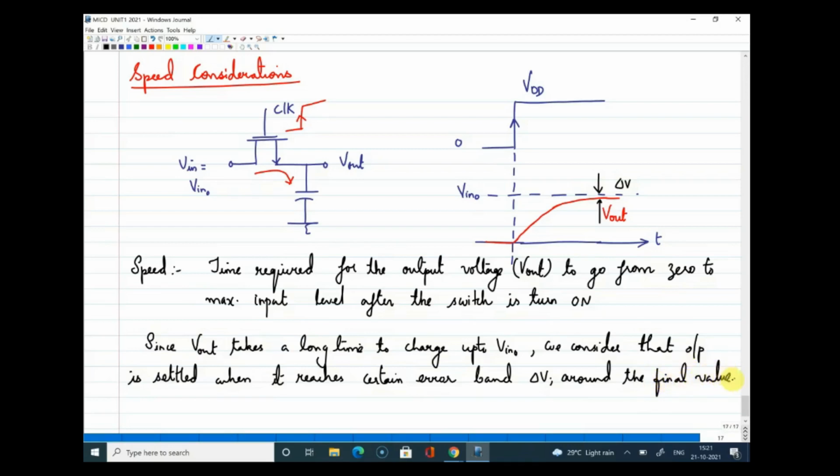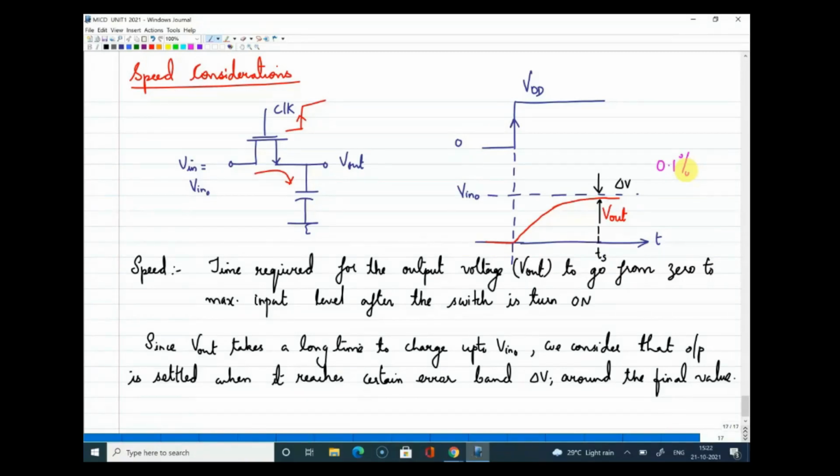Say for example, let me take one simple example. Say I'm telling the output is settling to 0.1% accuracy after some seconds. I'm marking this time as TS, and I'm telling that now this output is actually settling to 0.1% accuracy. What is the meaning of this? Are you guys with me?